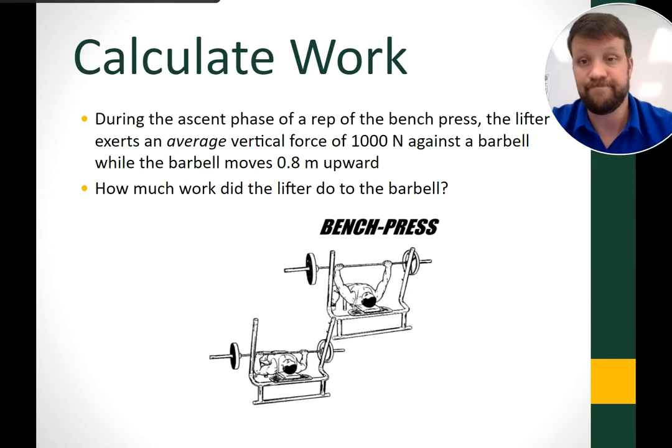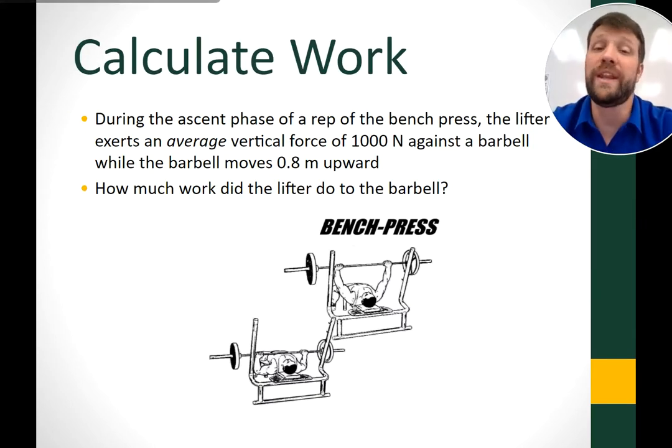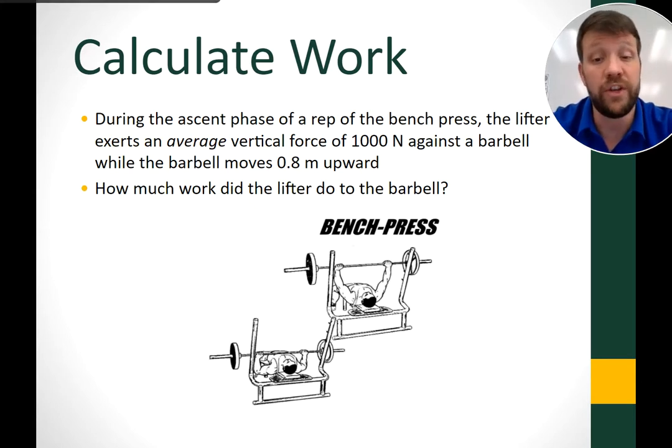All right. Now, when calculating work, we need to look at positive and negative work. And that's what we're going to do here as we have someone doing a bench press. So during the ascent phase, ascent meaning moving upwards. So we're actually starting with that bottom image and then going to the top one there where the bench press has been done. This gentleman is starting with the bar on his chest and pushing upwards. The lifter exerts an average vertical force of 1,000 newtons against the barbell while the barbell moves 0.8 meters upward. We want to know how much work did the lifter do to the barbell.